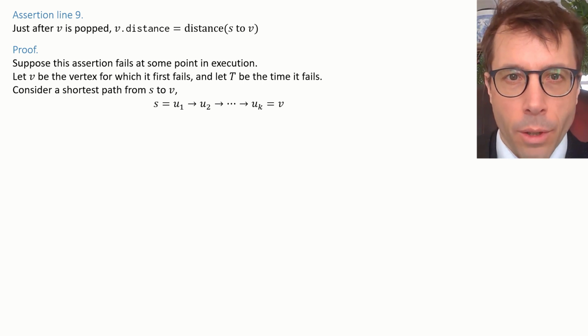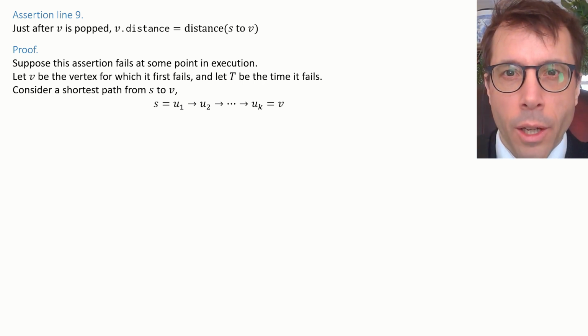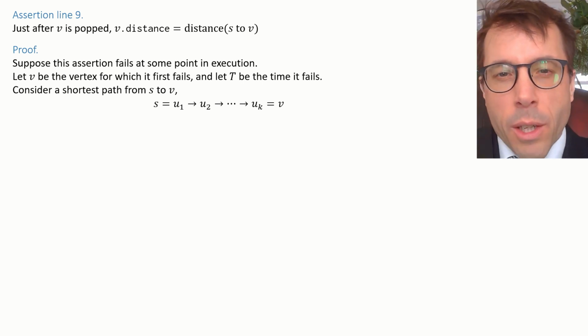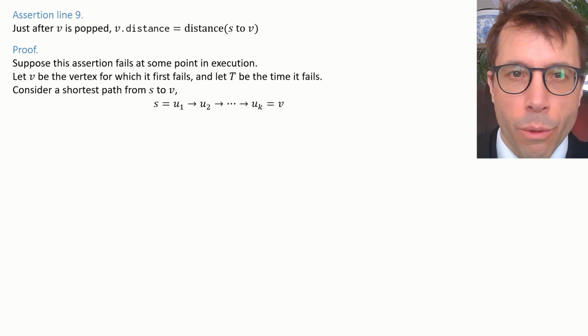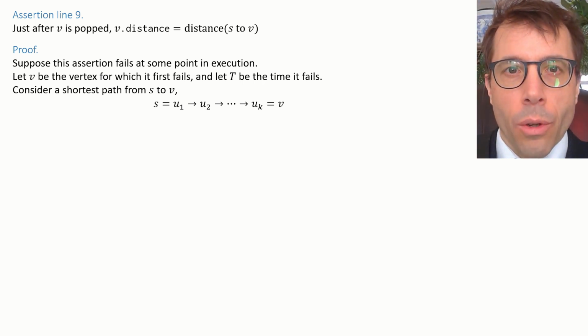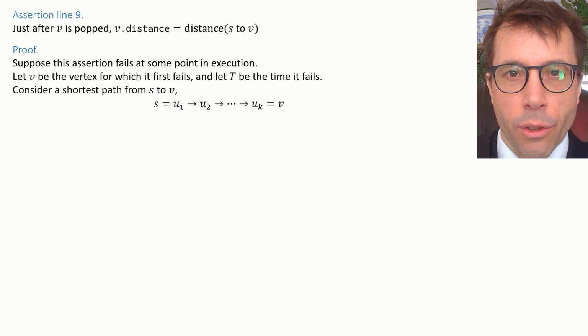For the sake of definiteness, let's introduce some terminology here. Let v be the vertex on which it first fails, and let t be the first time instant that it fails. It doesn't really matter how we measure t, I just want to be able to refer to before t and after t. Okay, so the assertion failed for vertex v.